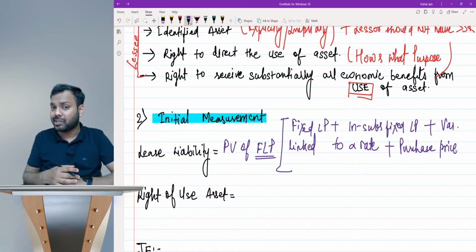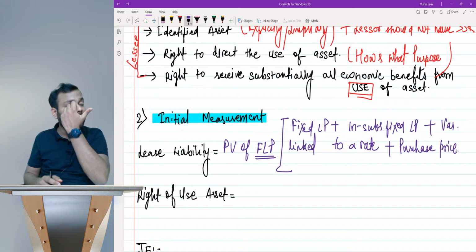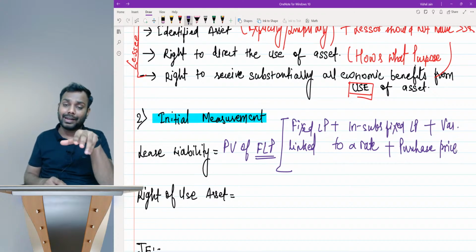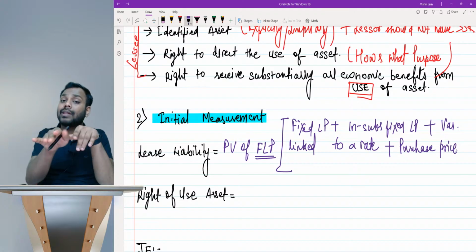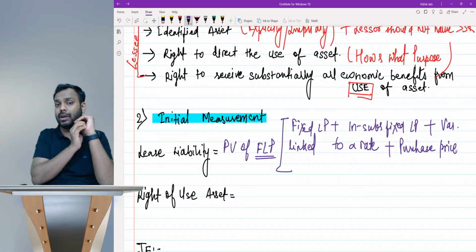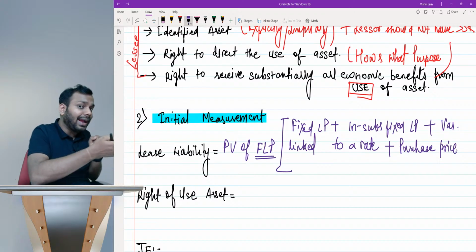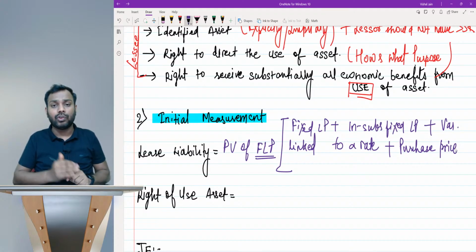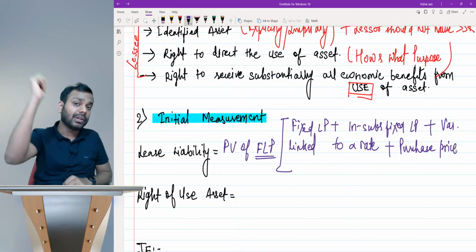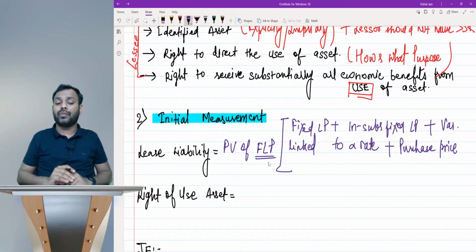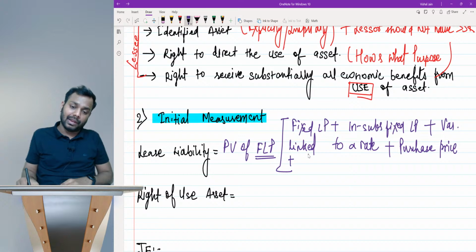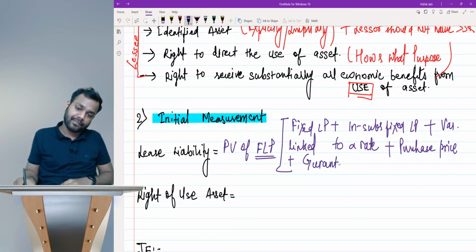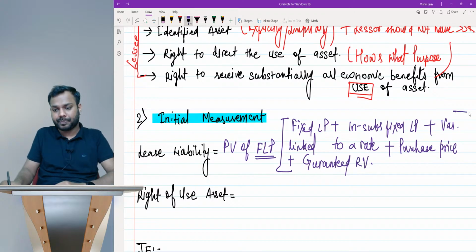In what case will we include the purchase price? If the lessee is reasonably certain that it will purchase the asset at the end of the lease term, and the option is given by the lessor to the lessee, and the lessee also thinks yes, I can purchase, then you have to include the purchase price, which will be paid at the end of the lease term, as future lease payments, plus guaranteed residual value.